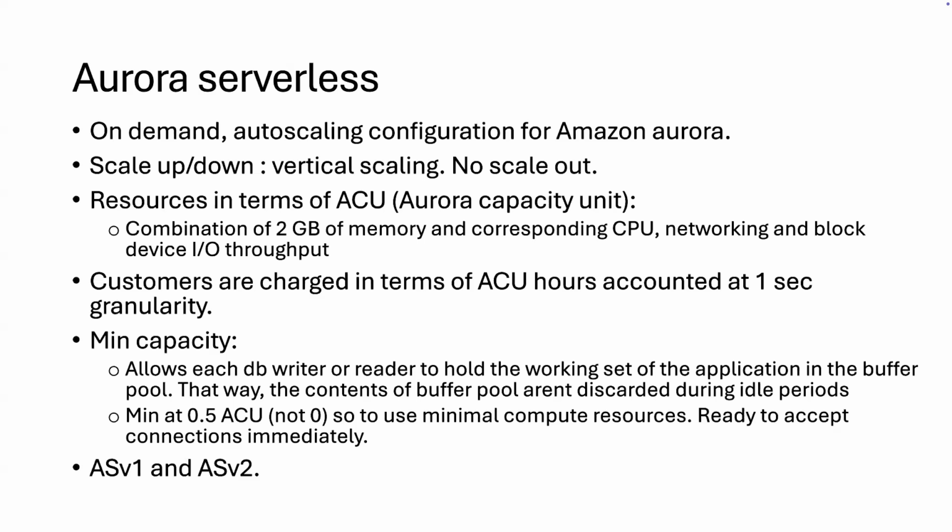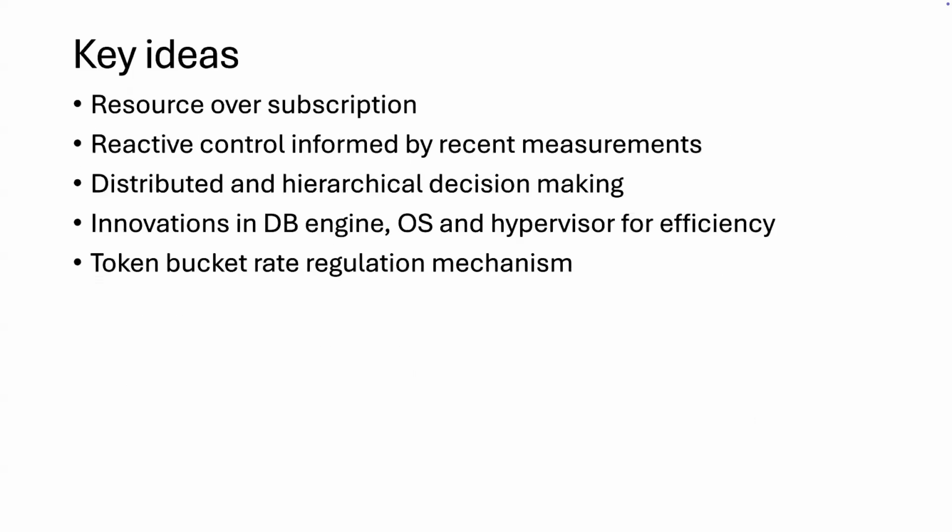Currently, they have implemented a V1 version and a V2 version. We will go over the differences between these two versions of Aurora Serverless. I'm going slightly in depth here. The key ideas we will be talking about: one is resource oversubscription, where the host can oversubscribe on CPU, memory, and a couple of other parameters.